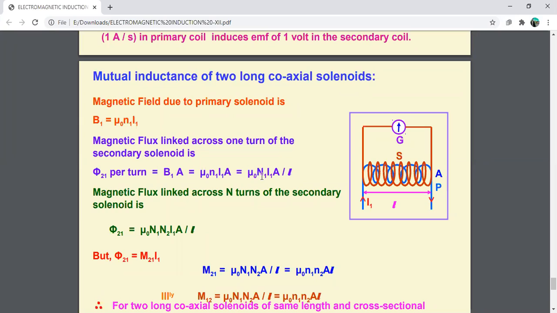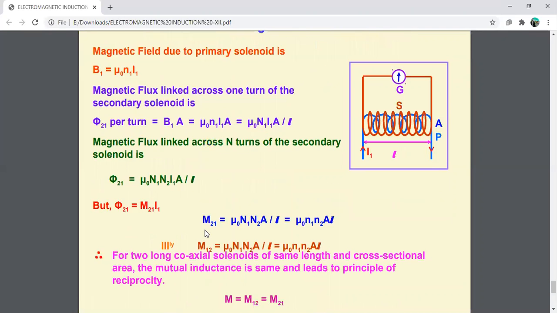So mu naught N1 into I A divided by L, that is the length of the coil. So this is the magnetic flux linked due to a single turn of the coil. The magnetic flux linked with the N turns of the coil can be obtained by multiplying by N1. So here you have phi 21 equal to mu naught N1 N2 I1 A divided by L.